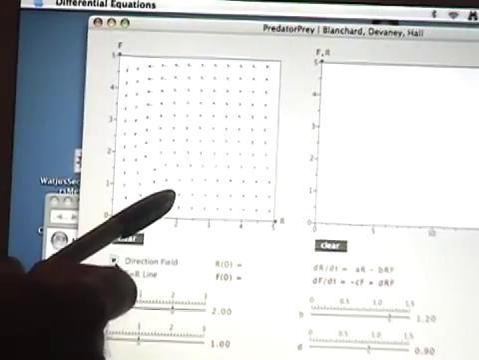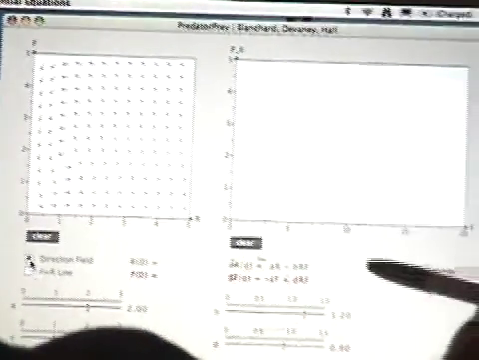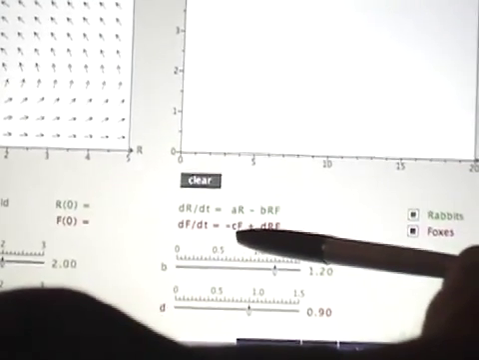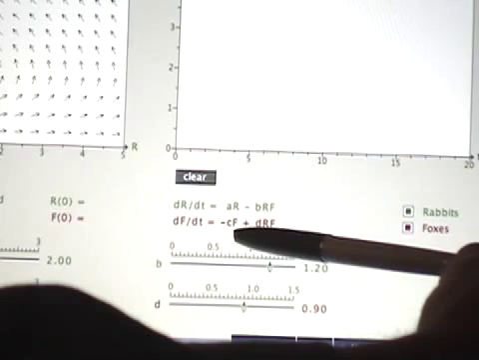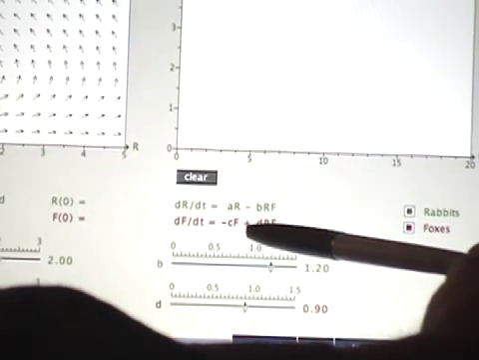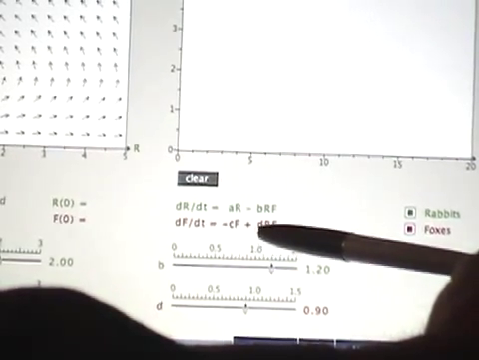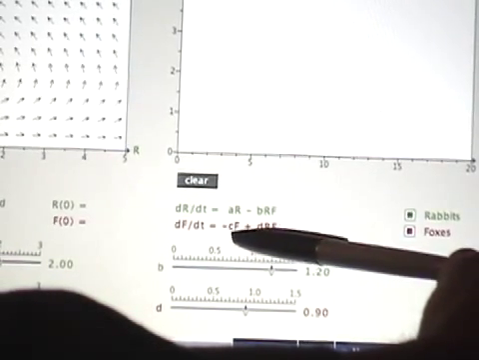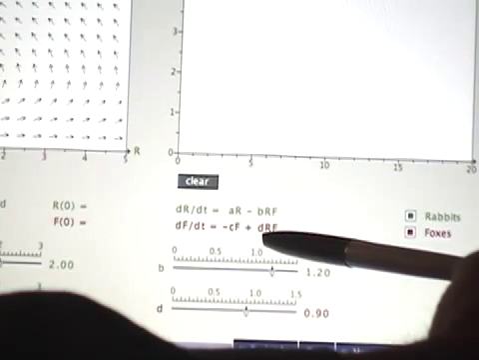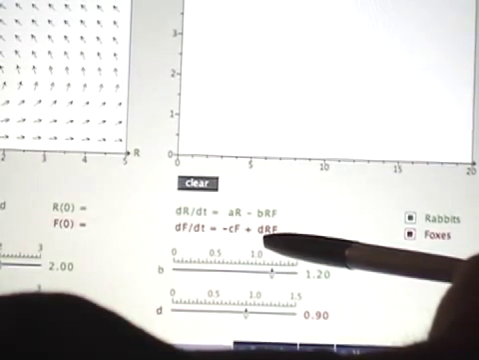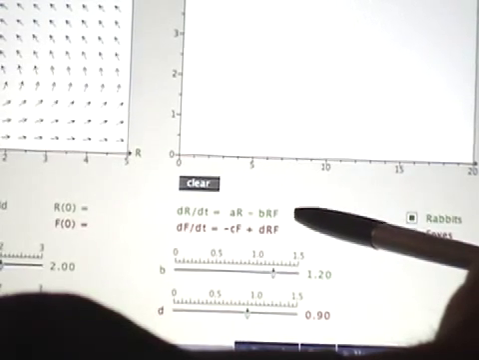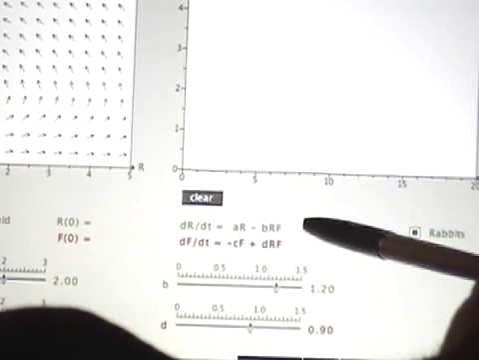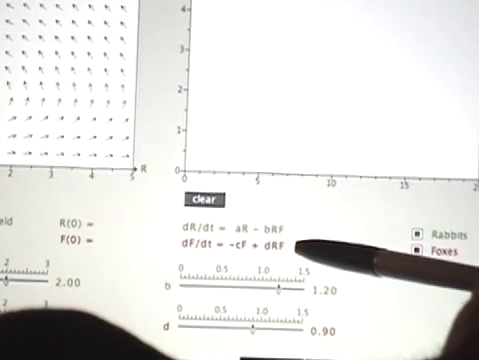That's the first component of the output of the vector field for the input r equals 2, f equals 1. For the second component, we'd have to plug it into the second equation. C is 1, so we get negative 1 times 1, f is 1. That's a negative 1. Plus, let's see, d is 0.9. 0.9 times 2 times 1 is 1.8. So we get a negative 1 plus 1.8 is positive 0.8. So the output, if I remember correctly, is 1.6 for the first component and 0.8 for the second component.